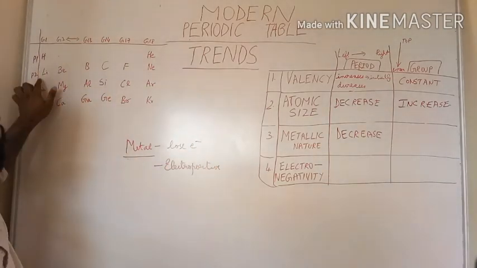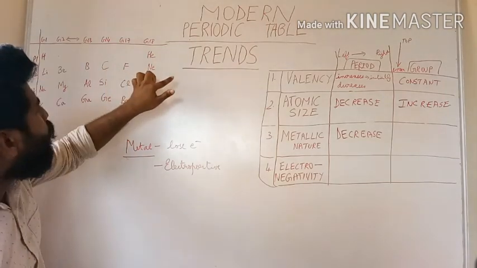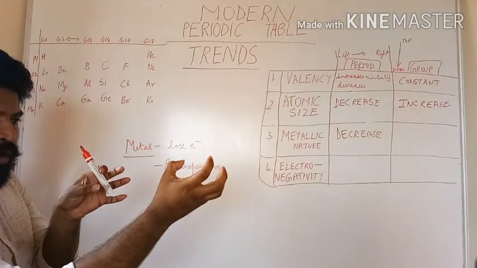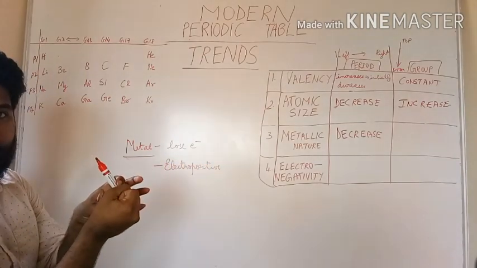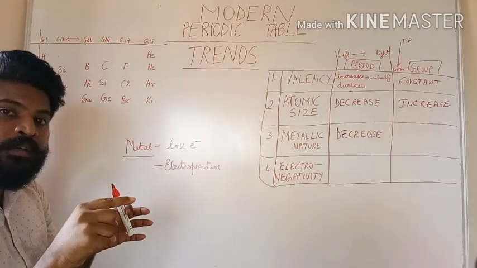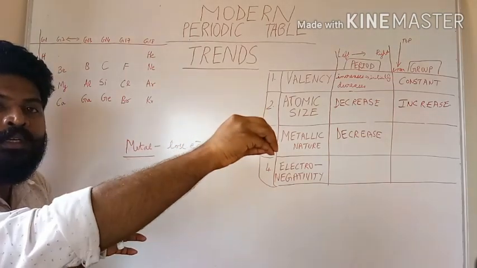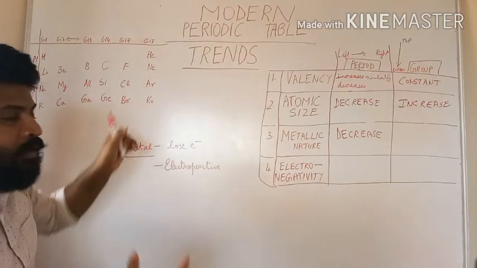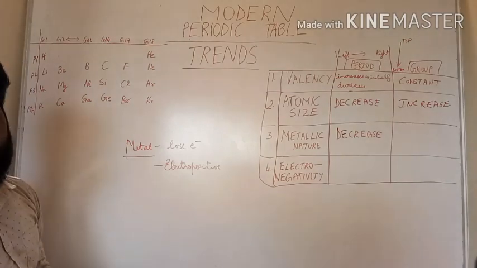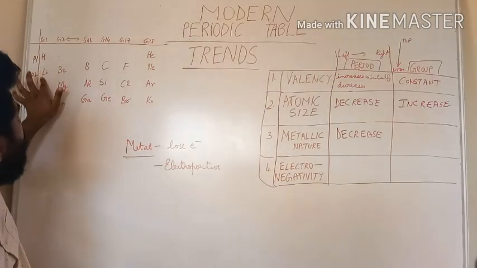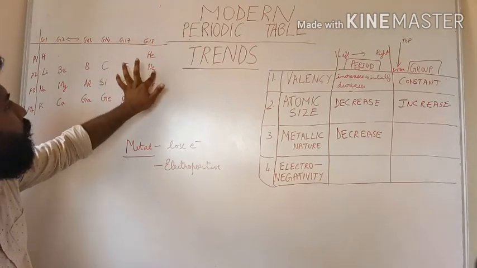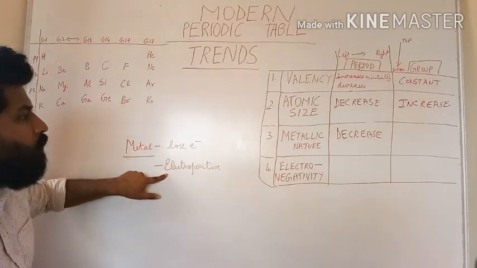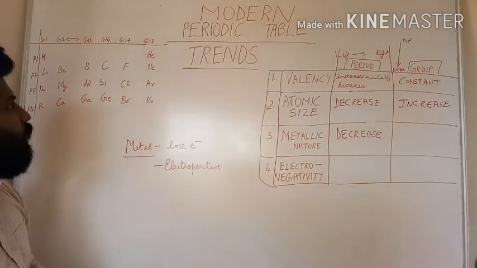Now, as we go from left to right, what happens? The pull of the nucleus on the outermost shell is stronger, which means it will be difficult for an element to lose the electron. On the other hand, being non-metals, they will gain electrons. That is why metallic property will decrease in a period, because the ability to lose electrons will decrease. Electropositive nature will decrease. What about in a group?